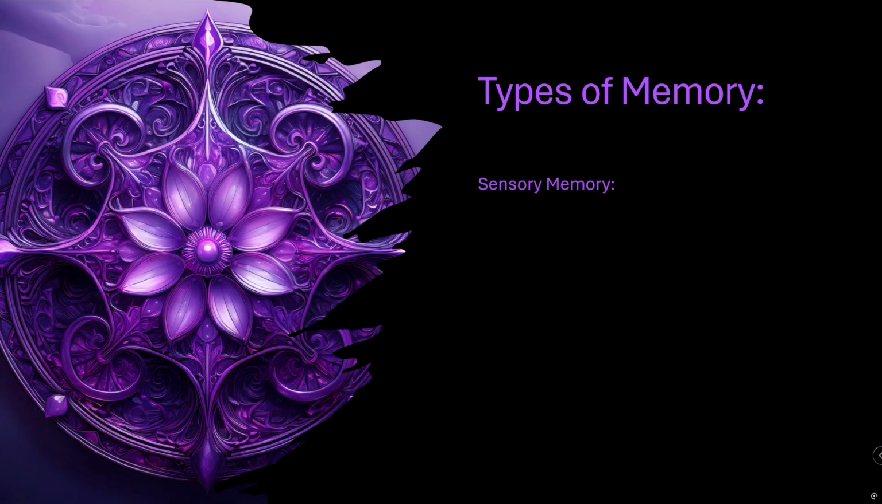What are the different types of memory? We've got sensory memory. It's a brief storage of sensory information, so very, very brief. If we touch something, smell something, see something, or taste something, that very brief interval, a very short period of time, is our sensory memory. Remember, we looked at this previously in previous models.